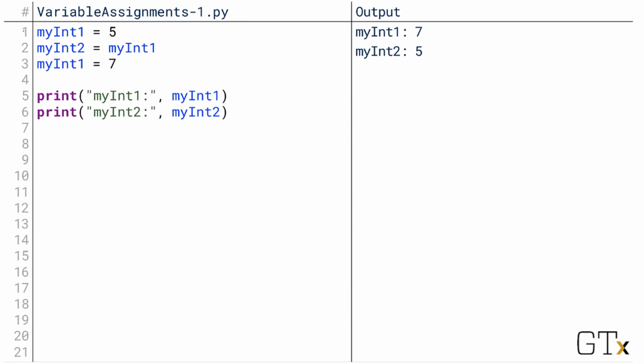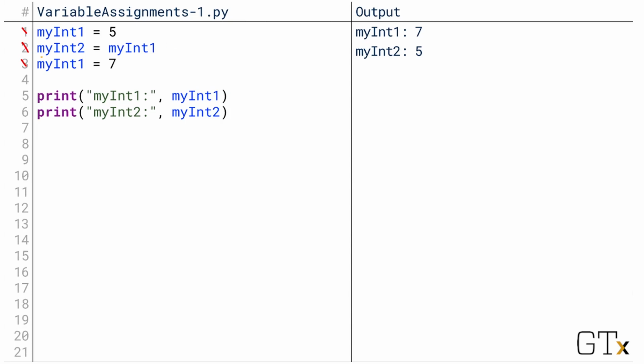In this code on line 1, we create a variable called myInt1 and give it the value of 5. And then on line 2, we create a new variable called myInt2 and assign it to the value of myInt1. The value of myInt1 was 5, and so it would seem that now the value of myInt2 should also be 5. Then on line 3, we reassign myInt1 to equal 7. So the question here is, does myInt2 now equal 5 or 7?